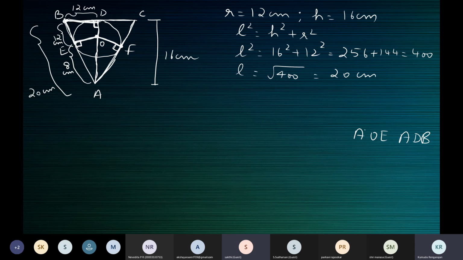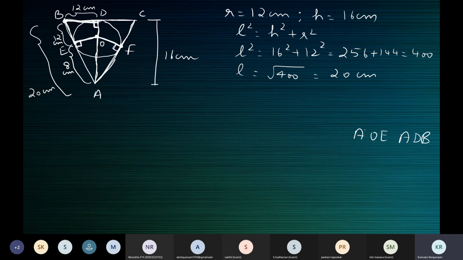Is AOE a right triangle? Yes, ma'am. Is ADB a right triangle? Yes, ma'am. So there itself we have one piece of information. Both are right triangles. Okay, so one pair of equal angles we already have.